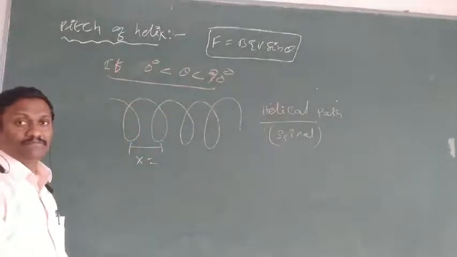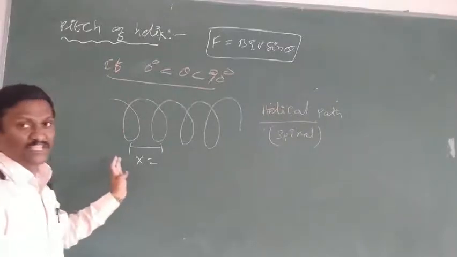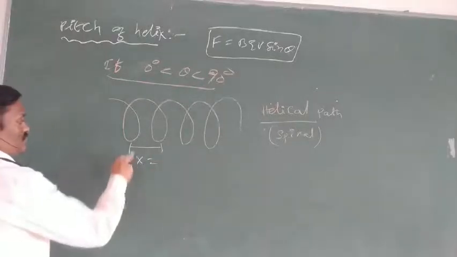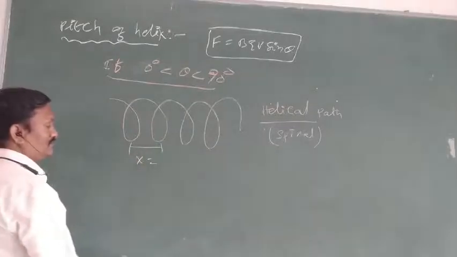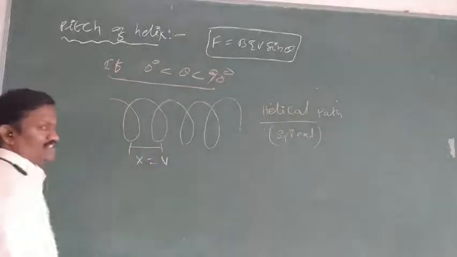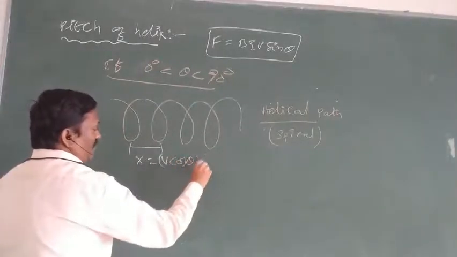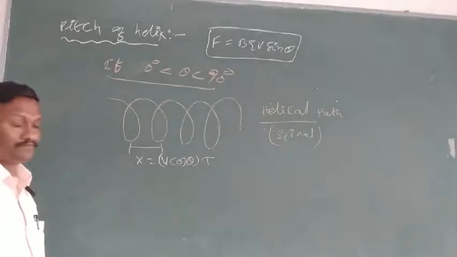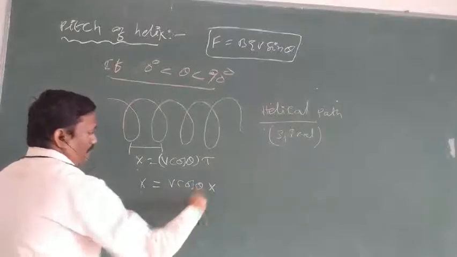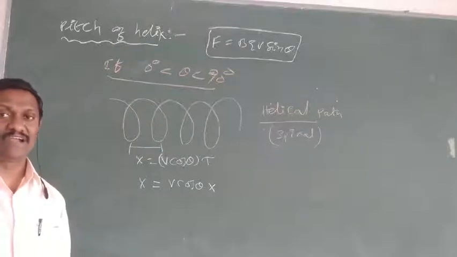Here pitch of helix is related to the linear part of the path. That means the linear displacement traveled by the charged particle in one complete time period. A linear displacement means a horizontal displacement. We know velocity has two components. Horizontal velocity means v cos theta. The time for one complete rotation is T. So pitch of helix x is equal to v cos theta into T, where T is the time period of rotation of the charged particle.